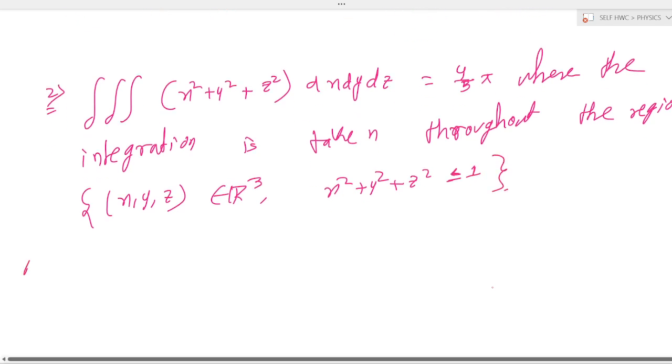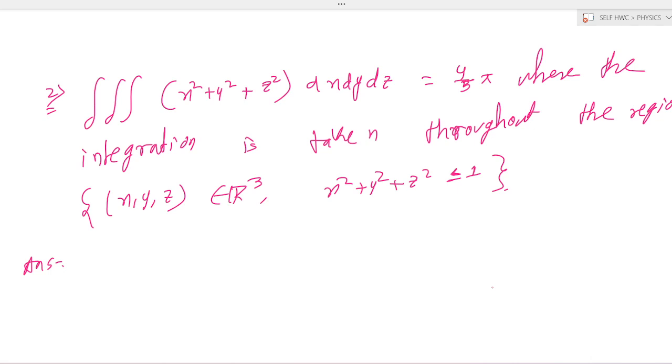How to solve this problem? First you try, next I solve this problem. This question is a very important question. Please note down this question and answer.